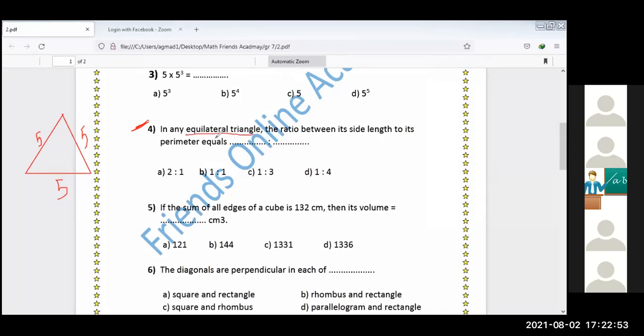He needs to bring the ratio. Ratio between what and what? We have here the first part and here the second part. The first value and the second value. The first value is its side, and the second value is the perimeter. Perimeter of the equilateral triangle equals what? What do you mean by perimeter? You can tell me.